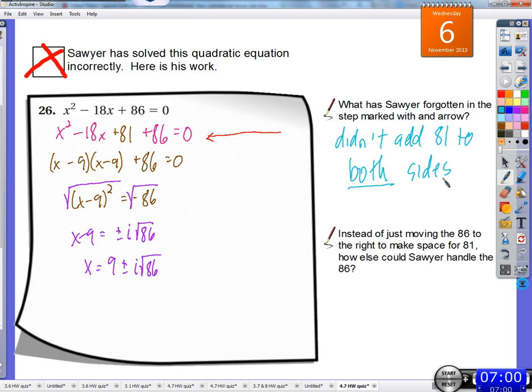Okay. So let's take a break before we do this. We'll just complete Sawyer's work correctly. x squared minus 18x plus 81 plus 86 equals 0 plus 81 is 81. Okay, I'm going to start from there. So that's the golden goose right there. We want to write it in such a way that we can factor it so that it's a perfect square.